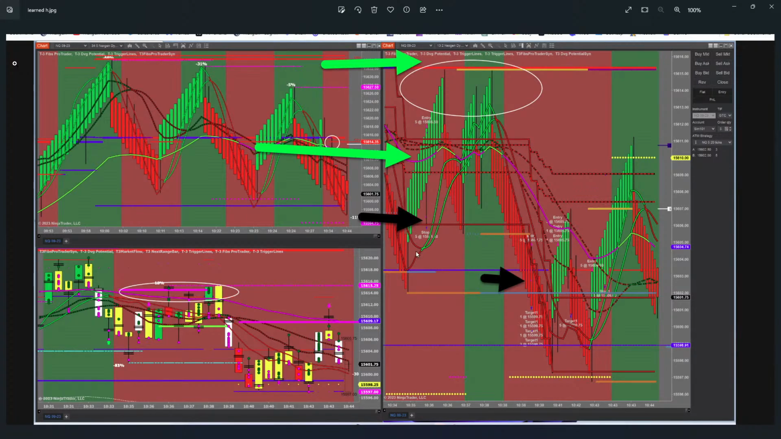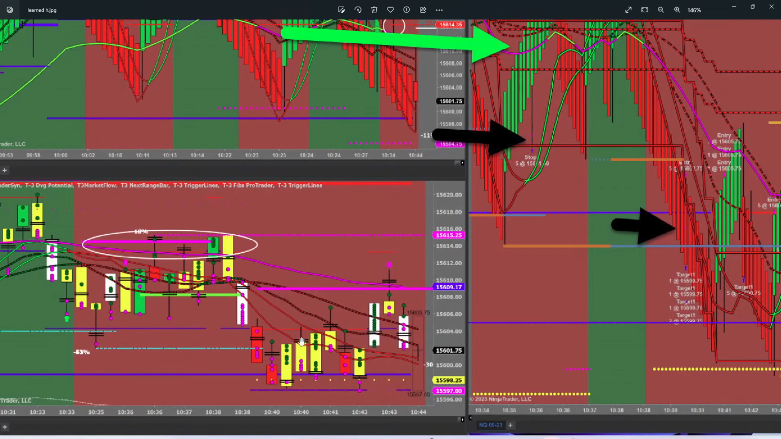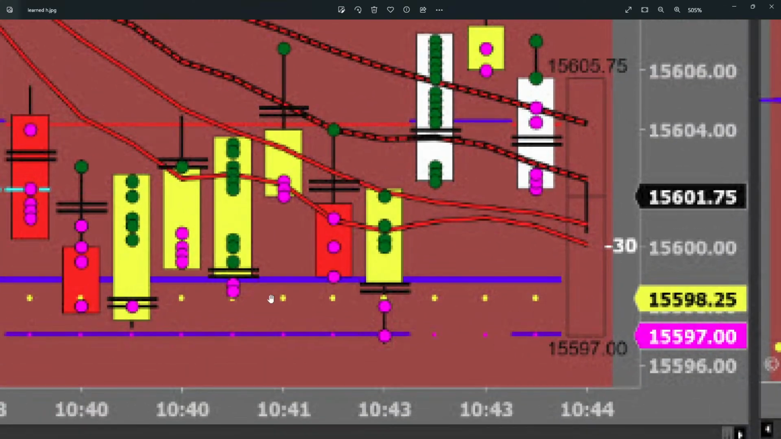So anyway, hopefully that's helpful in going through it and looking at it. But it looks visually pretty easy to me that you're just selling into support.